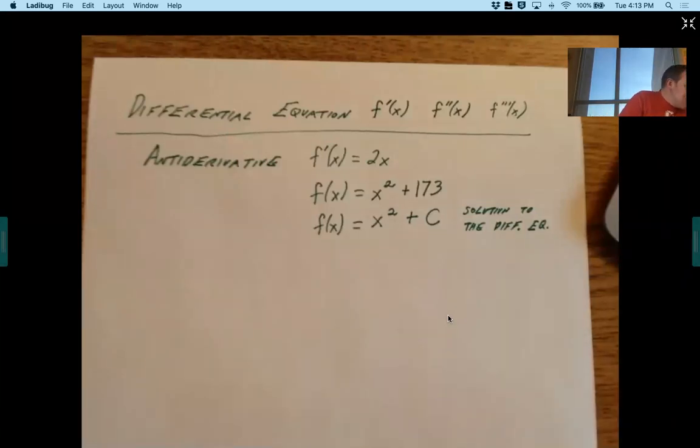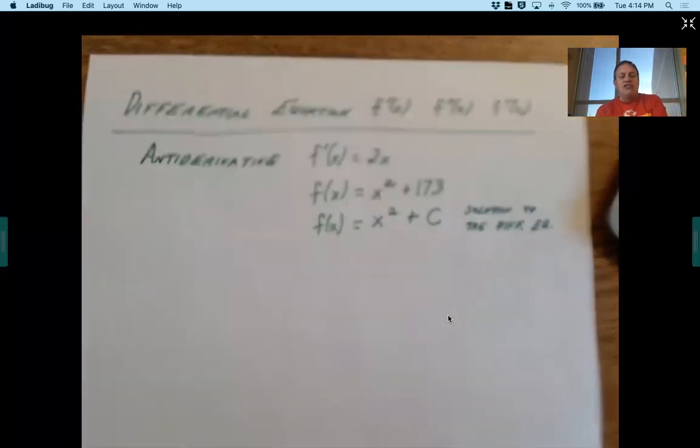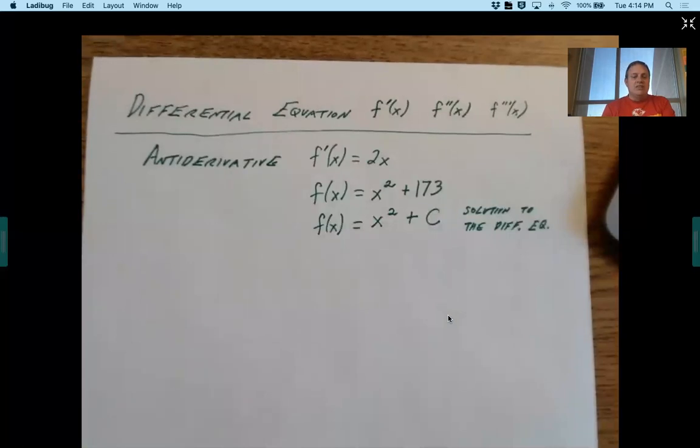So think of physics. If you know velocity, and you have to find the position function, if you could find the antiderivative of velocity, that would give you position. My goodness, if we knew acceleration, if we could find the antiderivative of acceleration, that would take us back to velocity. And the antiderivative of velocity, again, is position. Oh my gosh, it opens up a whole bunch of stuff, doesn't it?